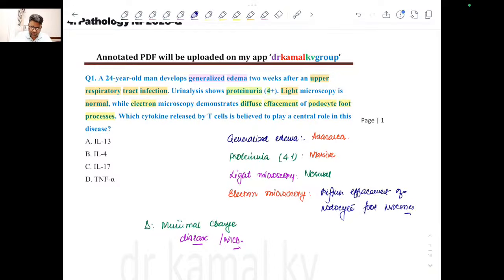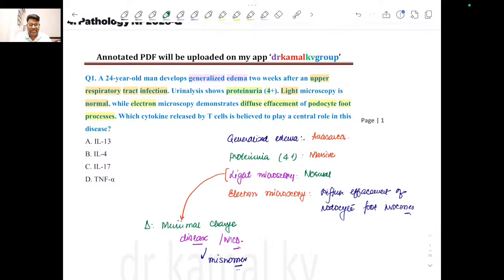Now here, one of the important correlations is that since the light microscopy was normal, this condition was known as minimal change disease. But only later on, when electron microscopy was done, it was realized that it is not normalcy on light microscopy. It's actually effacement of the foot processes of podocytes. So this nomenclature was a kind of misnomer.